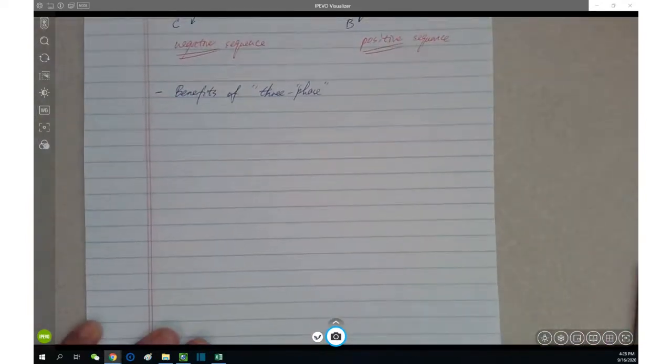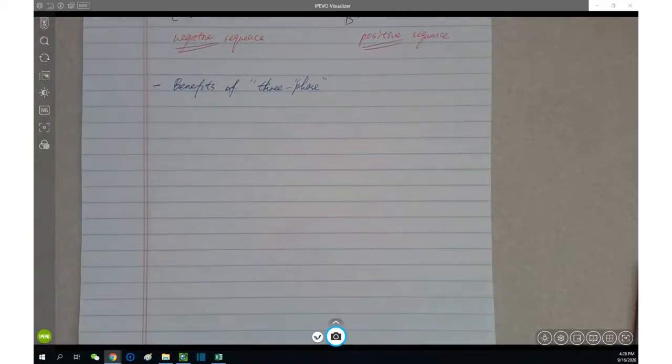Now let's talk about the benefits of three phase. Anyone knows what's the benefits of the three phase over the single phase? Any noticeable one? Efficiency. Doesn't it have to do with efficiency? How? By having them out of phase, each one out of phase, you're providing a more consistent load or power. Close, but not exactly.